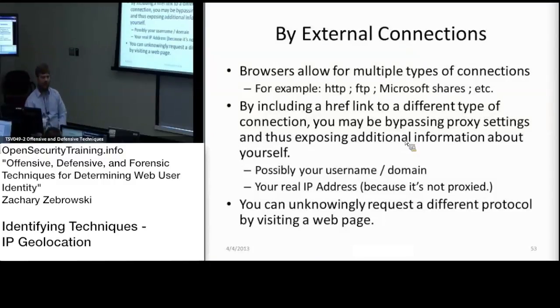External connections are another way that people can possibly identify you when you browse to a website. HTTP is the one everyone's familiar with, but your web browser can also browse FTP shares. You can browse Microsoft shares. It can possibly browse LDAP, but that's not 100% sure at this point. It can possibly browse Gopher, but that depends on the browser. So if your browser supports these other external protocols other than HTTP, and they're not going through the web proxy that MITRE provides, or the web proxy that you're using at another location, you could possibly be exposing your actual location that way.